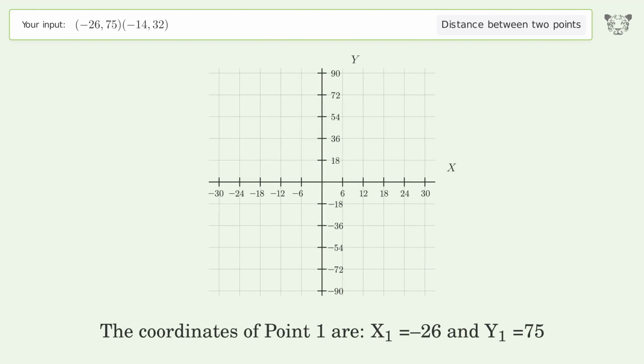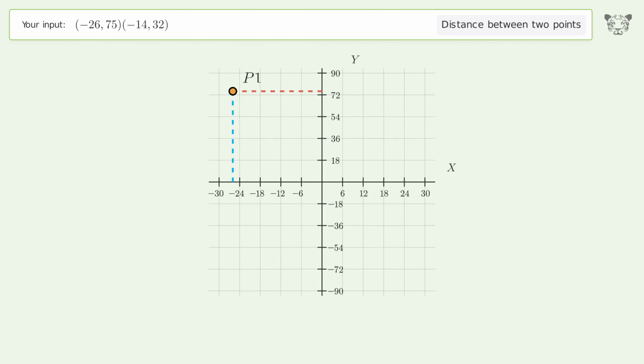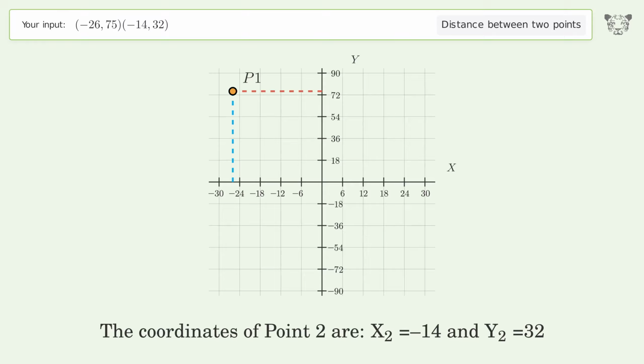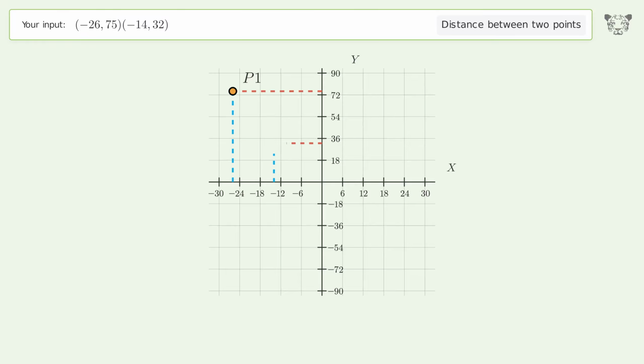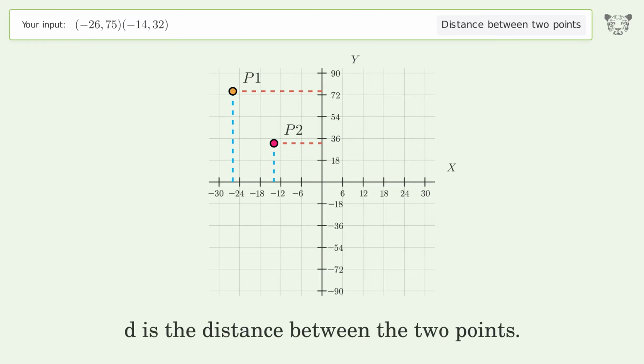The coordinates of point 1 are x1 equals -26 and y1 equals 75. The coordinates of point 2 are x2 equals -14 and y2 equals 32. D is the distance between the 2 points.